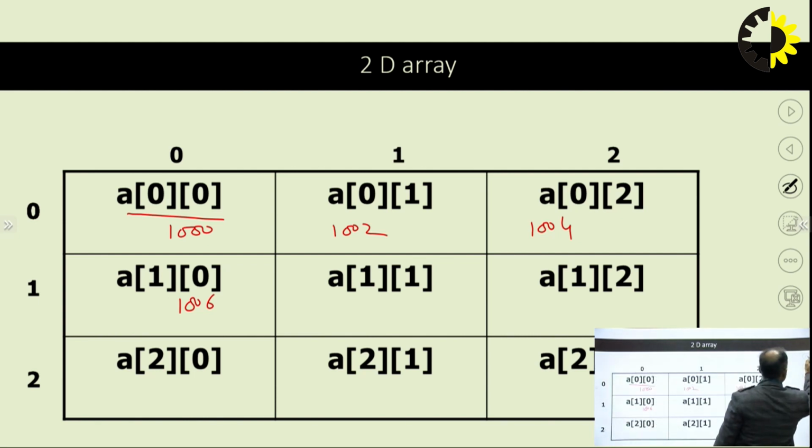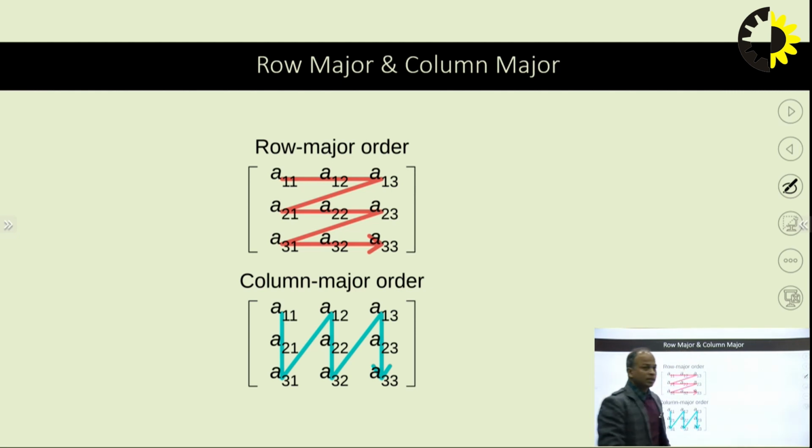Okay, now an array has basically two kinds of representation. The first one is called the row measure, and the second one is called the column measure. We have different formulas for the row measure arrangement as well as the column measure arrangement. So first of all, we need to understand how we are representing the row measure representation and column measure representation.